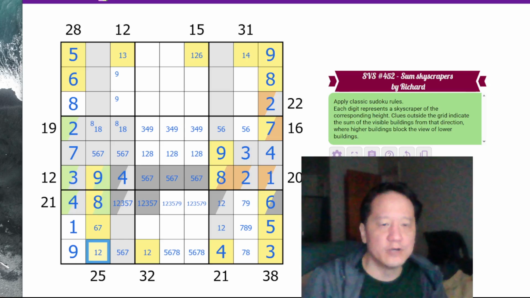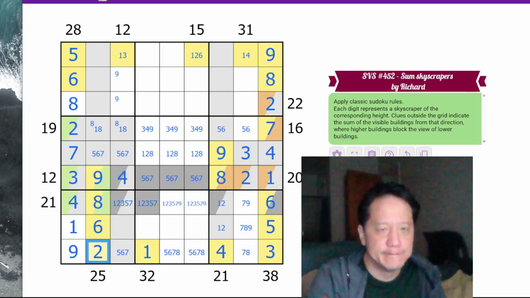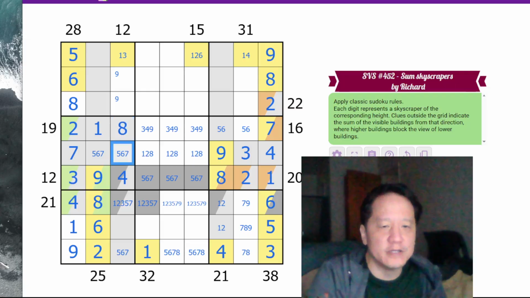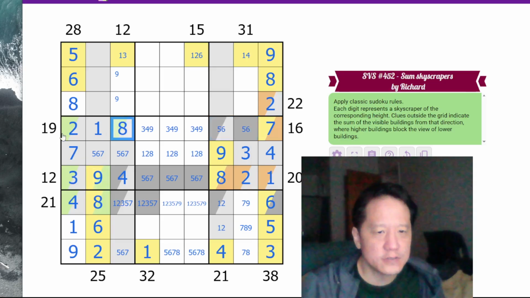This 1 eliminates 1 here, so this has to be 2 and 6, which means this can't be 2, this is 1. This 8 eliminates 8 here, so this is 1 and 8. So this is seen going this horizontal direction. This is not seen in either direction here. So it sees the 2 and 8, does not see the 1, and sees the 9.